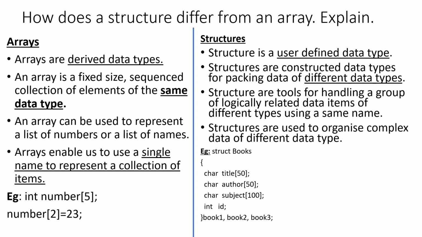Now for a structure: in arrays we have the same data type, but in a structure we have different data types. A title which is a character, author also a character, subject is a character, while ID is an integer data type. Book 1, book 2 and book 3 are the structure variables.